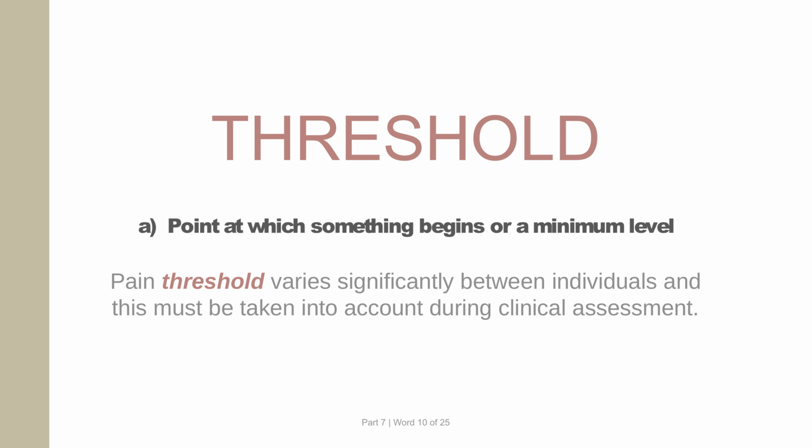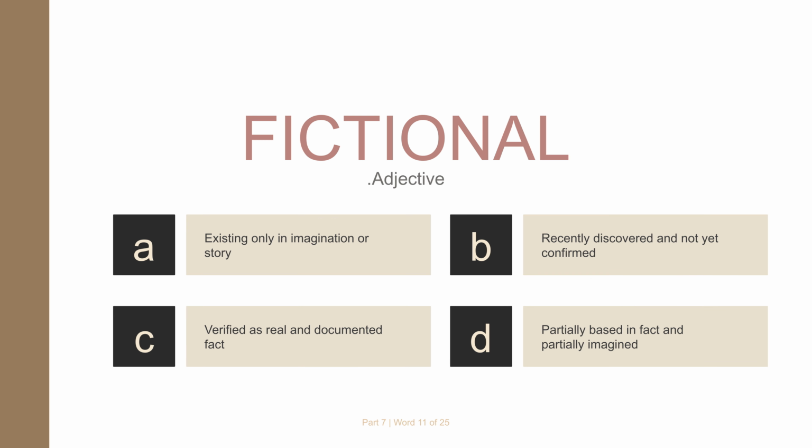Question 11. What is the meaning of fictional? Option A. Existing only in imagination or story. Option B. Recently discovered and not yet confirmed. Option C. Verified as real and documented fact. Option D. Partially based in fact and partially imagined.